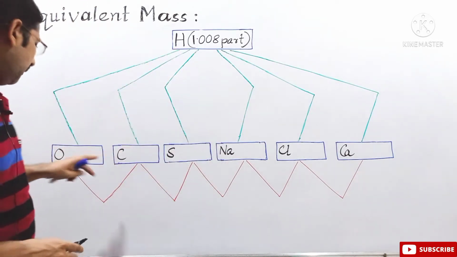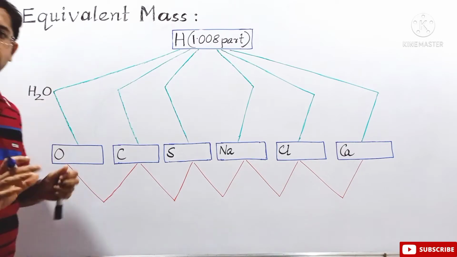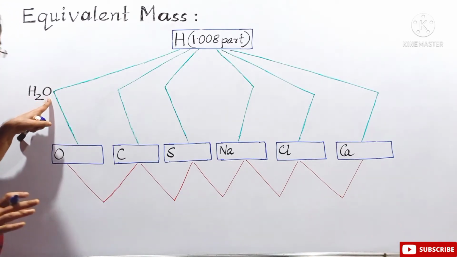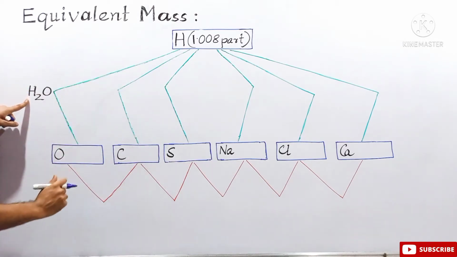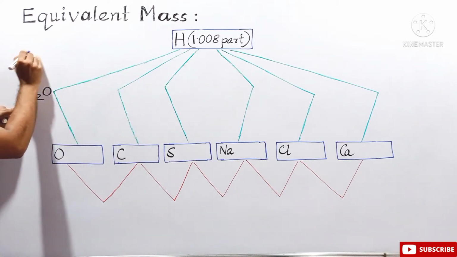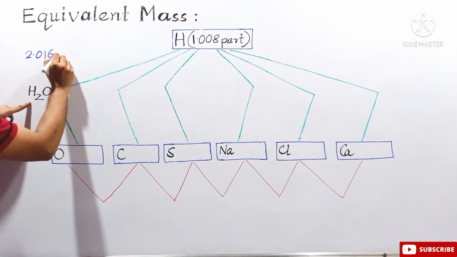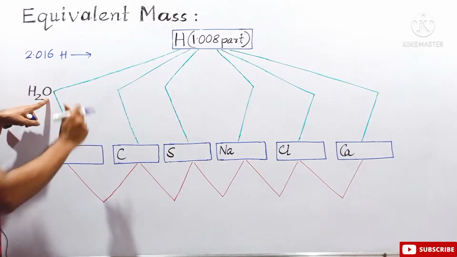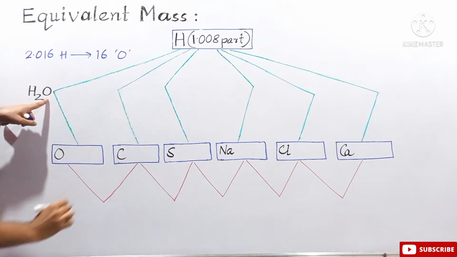When hydrogen combines with oxygen, they will form H2O, right? In H2O molecule, 2 hydrogen atoms combine with 1 oxygen atom. So we can write, atomic mass of hydrogen is 1.008, so 2.016 part of hydrogen combined with how much? Atomic mass of oxygen is 16. So it is 16 part of oxygen, right?